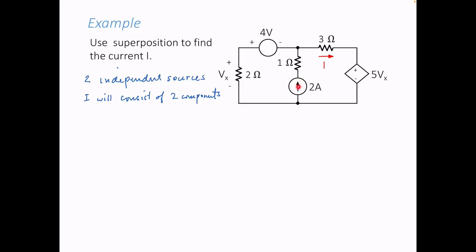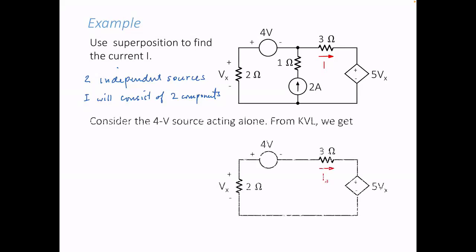I don't consider I due to the 5Vx source because this is a dependent source. By itself, this will have no contribution to the current I. Remember that your dependent source relies on voltages and currents that are generated by your independent sources. So this will have no contribution to the current I. No? So how do we solve this problem?